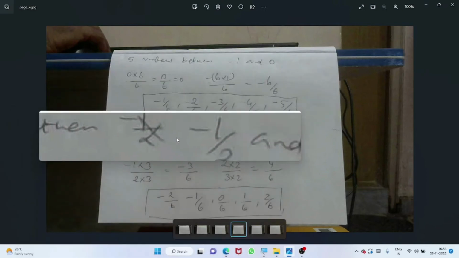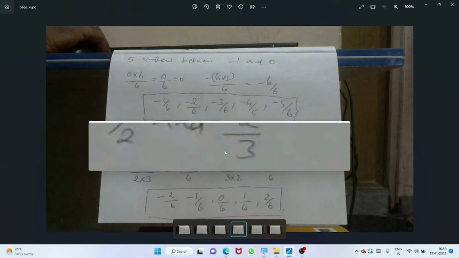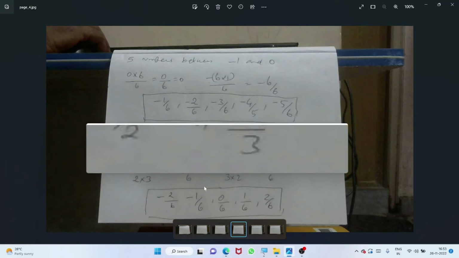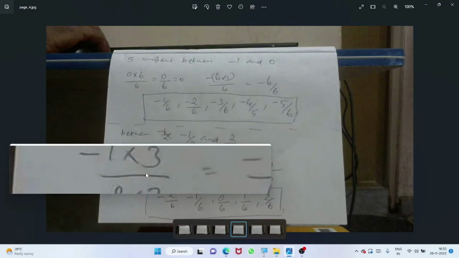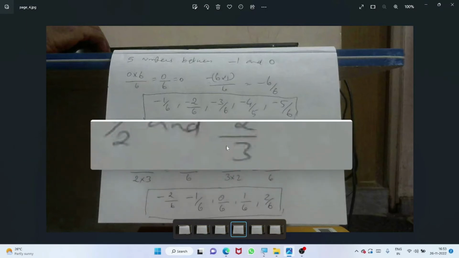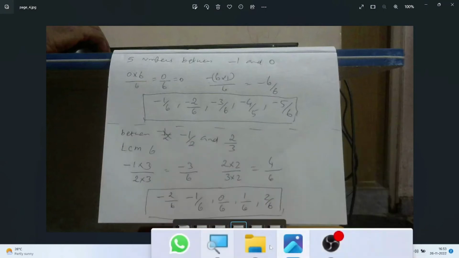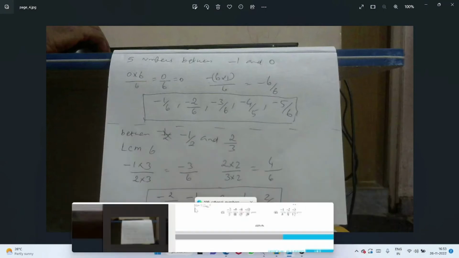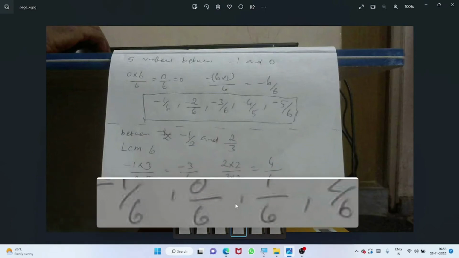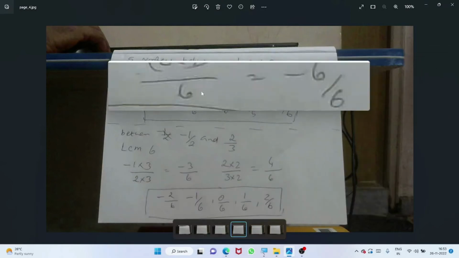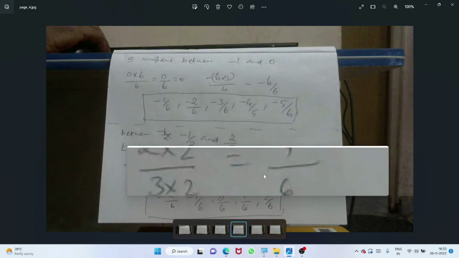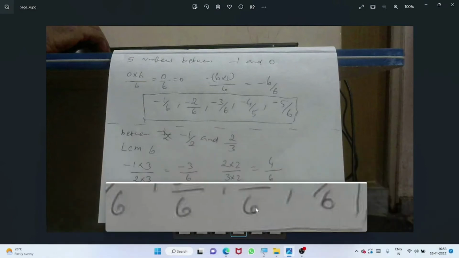Here you see between minus half and 2 by 3, the LCM is 6. So minus half will become minus 3 by 6, and this 2 by 3 will become 4 by 6. So between them you will have a lot of numbers, 5 numbers: minus 2 by 6, minus 1 by 6, 0 by 6, that is 0, 1 by 6, 2 by 6. Okay. So these are the numbers between minus 3 by 6 and 4 by 6. From negative it goes to the positive.